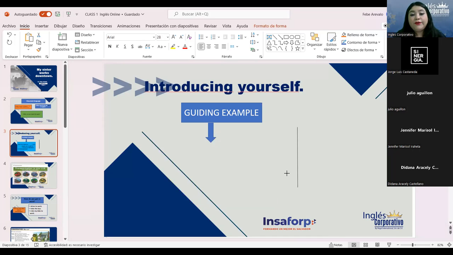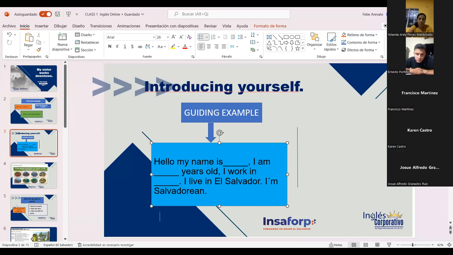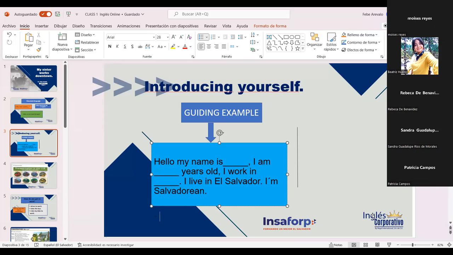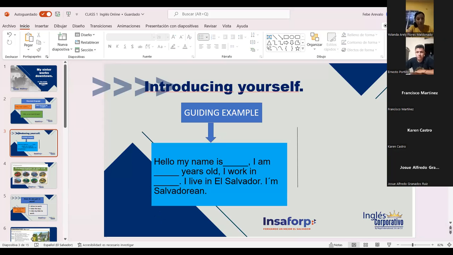So then you're going to say, I live in El Salvador, I'm Salvadorian. Vivo en El Salvador y soy salvadoreña. That's it, because you are able to live in El Salvador and not be Salvadorian. Usted puede vivir en El Salvador, pero no ser salvadoreño, right? So let's check. Let me see. I'm gonna give you time. Voy a darles tiempo para que completen esto en su cuaderno. Okay, around 2 minutes maybe. Como 2 minutos quizás. And then you are going to pass. Y luego van a pasar.